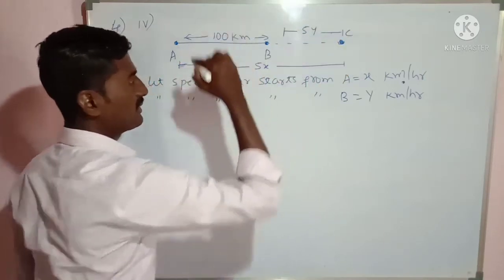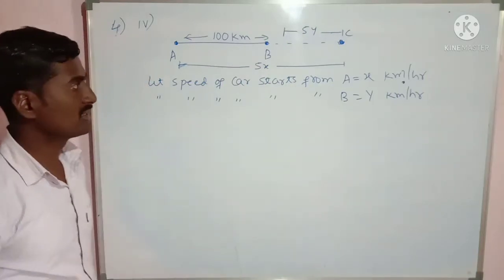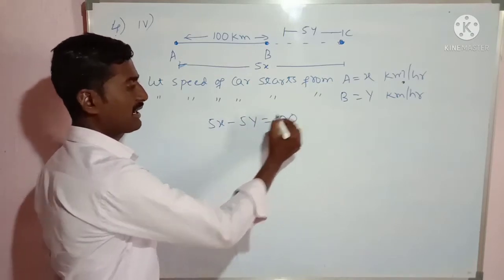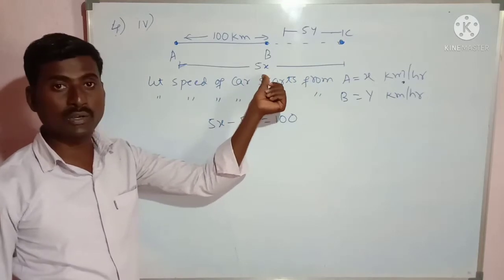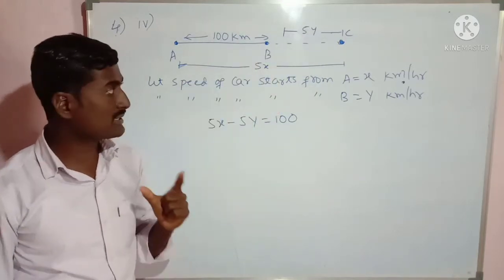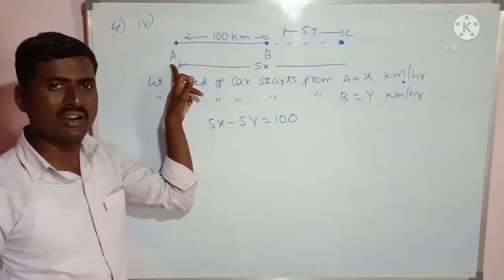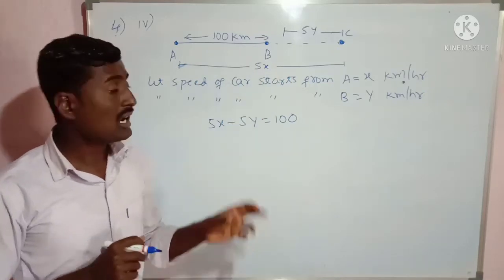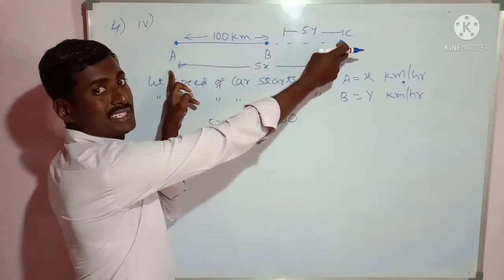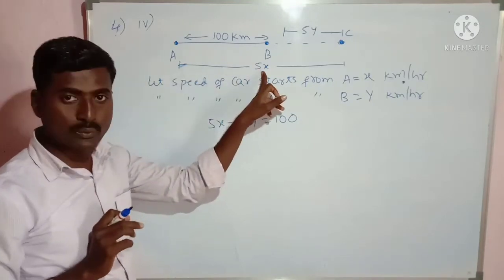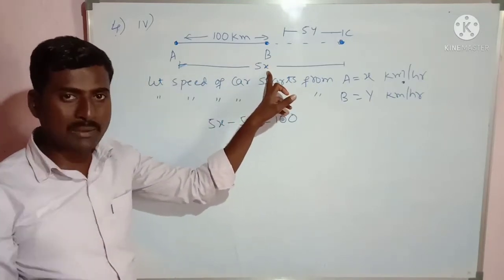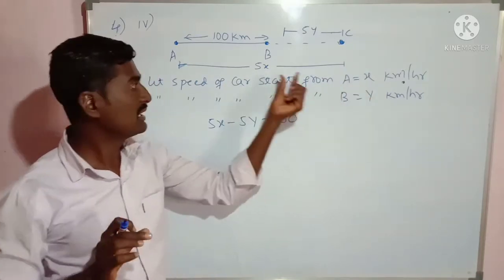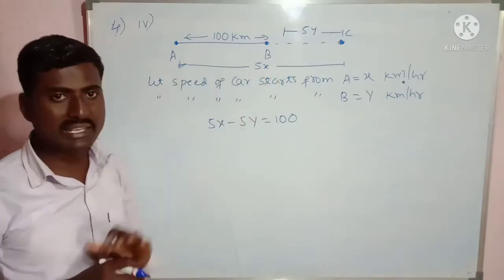Now we'll write one equation directly. You observe here: 5x minus 5y is equal to 100. First you understand why I wrote 5x and 5y. 5x is the distance covered by car A, the car that starts from point A. Why 5x? After 5 hours they will meet at this position, so it is a 5 hour journey. Distance equals speed into time. Time is 5, and the speed of car A I had taken as x. Therefore 5x is the distance covered by car A.